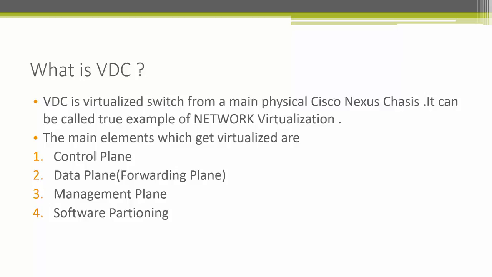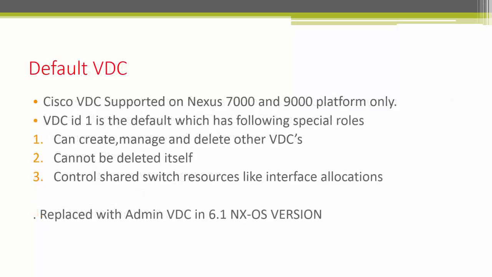The main elements which are getting virtualized here are control plane, data plane, forwarding plane we call it, management plane, and software partitioning. When you enter a Nexus switch, a brand new switch, the first thing you are going to face is a default VDC, in versions older than 6.1.